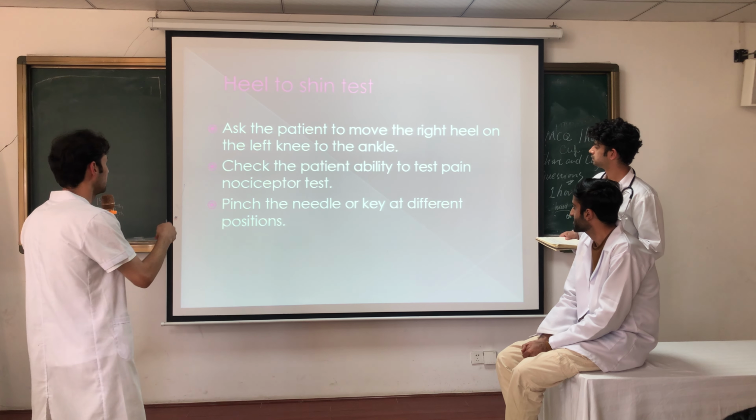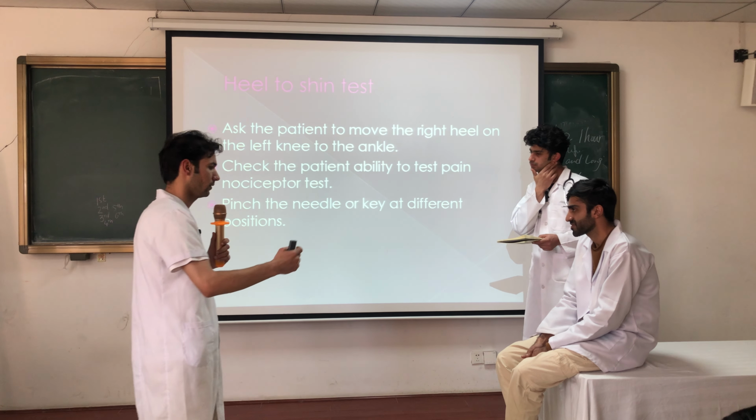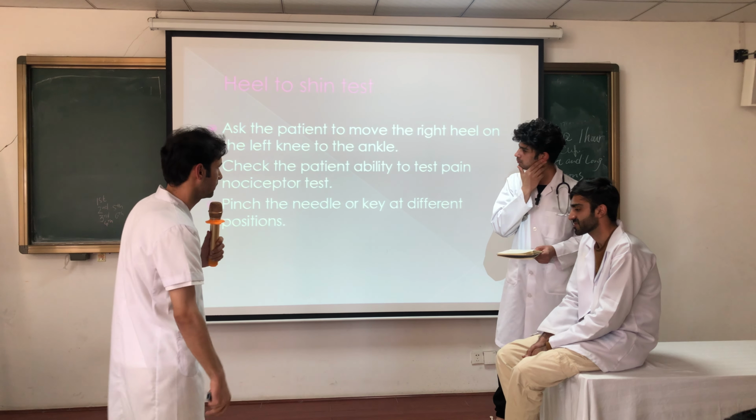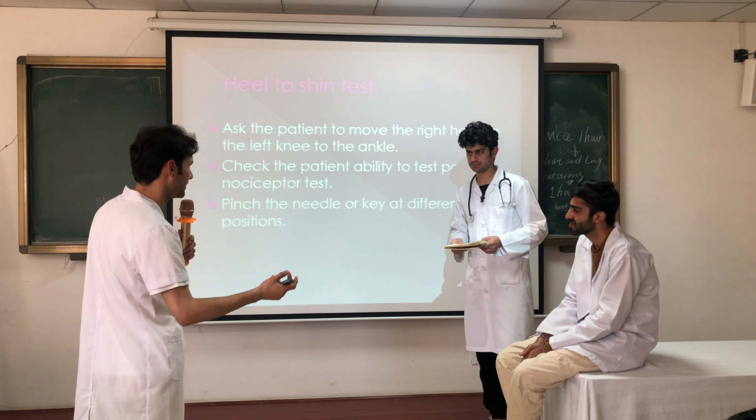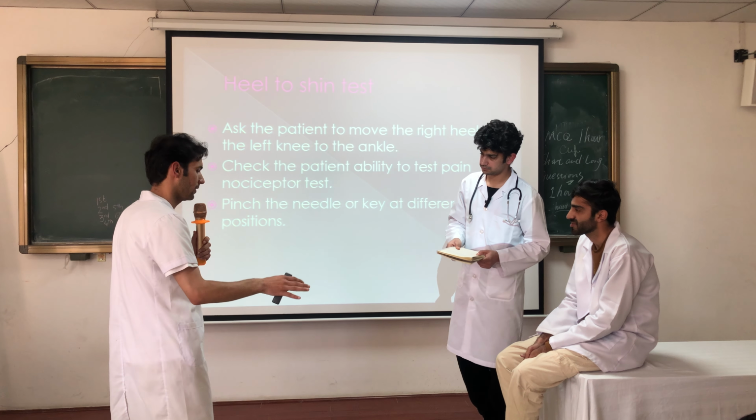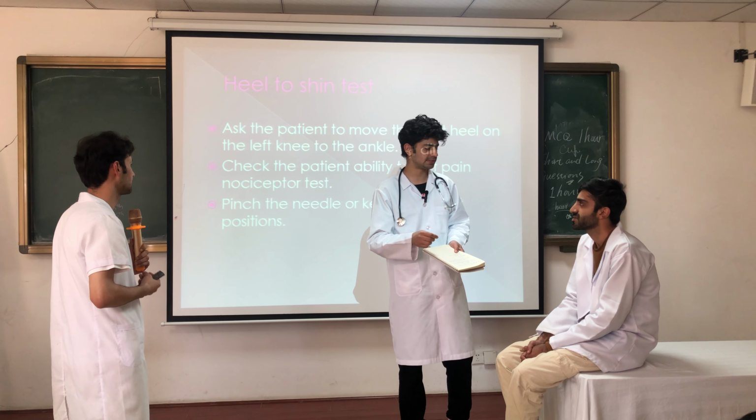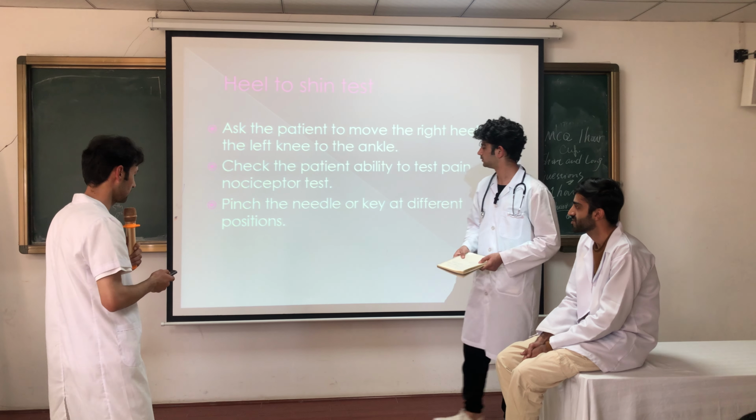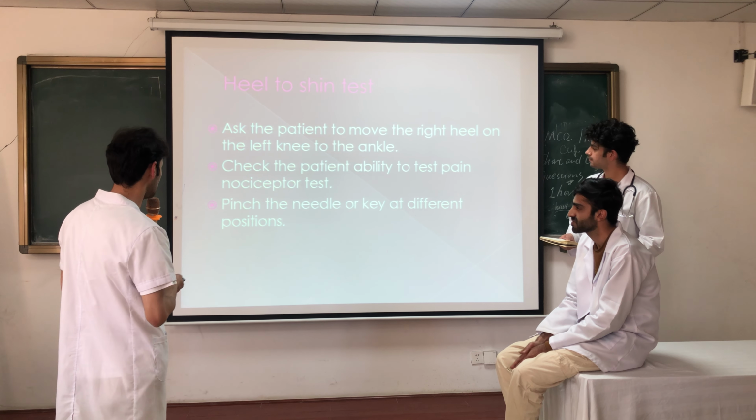There is another test to see the balance. In that, the patient will lie down and touch his right heel to the left knee and down to the ankle. You just see whether he's doing it normally or if there is any abnormality in doing these things. And we can also check dull and sharp sensation by touching something sharp or dull on his hands. We can differentiate. It's also for the nociceptors, to check whether the patient feels pain or not.